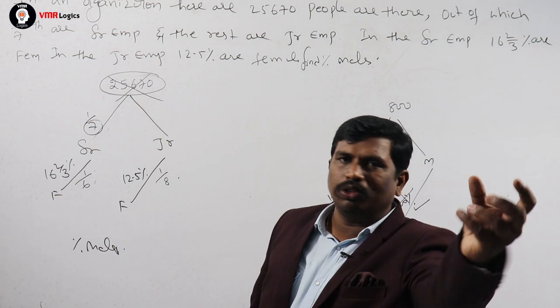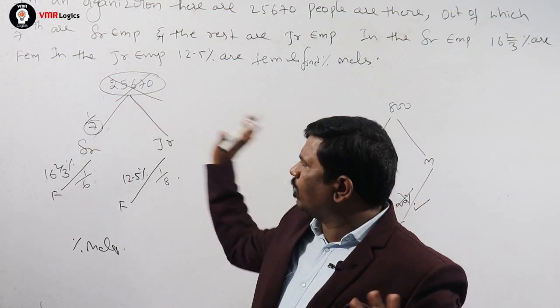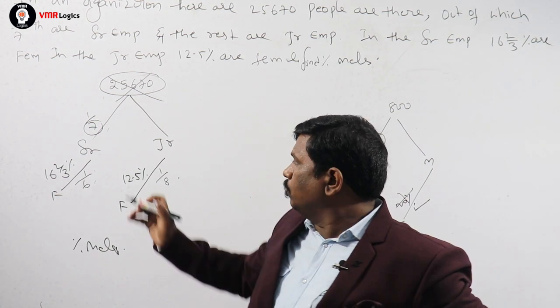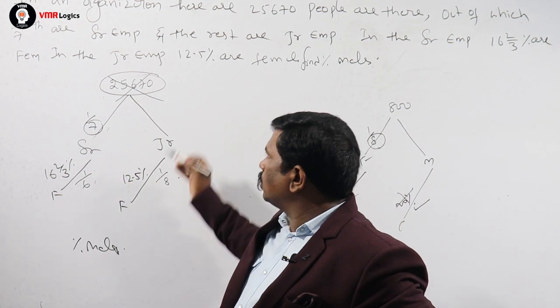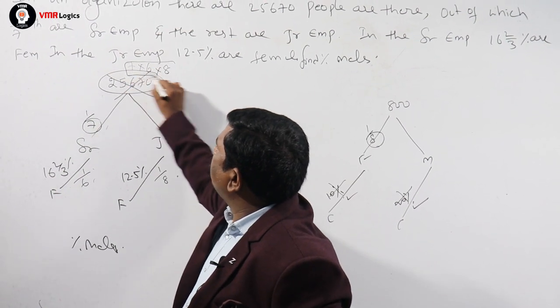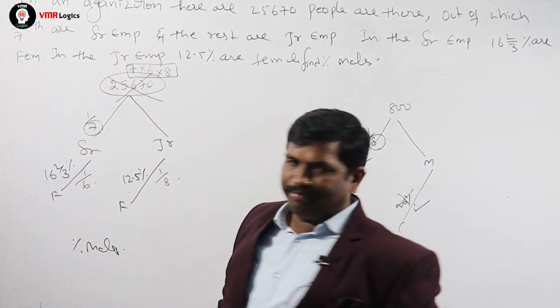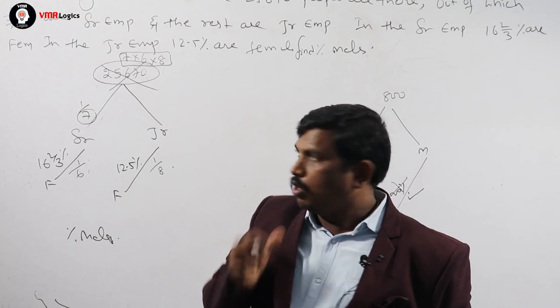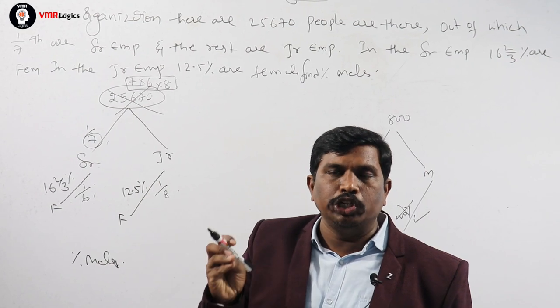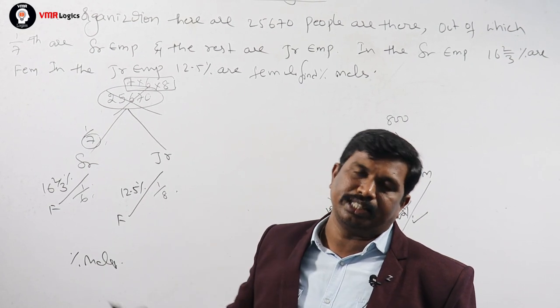So what are the values given in the question? Just cancel the value, first point. Cancel the value. And what you are taking, just observe: here 7, 6, 8 are there. So you just take 7 into 6 into 8. These many employees are there in the organization. 7 into 6 into 8. And don't multiply, guys. Just leave it as it is. 7 into 6 into 8, those many employees are there.